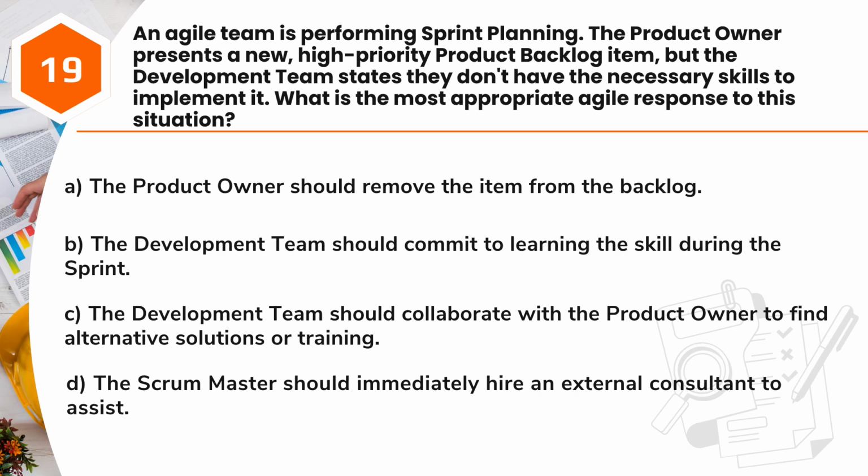Question 19. An Agile team is performing sprint planning. The product owner presents a new, high-priority product backlog item, but the development team states they don't have the necessary skills to implement it. What is the most appropriate Agile response to this situation? A. The product owner should remove the item from the backlog. B. The development team should commit to learning the skill during the sprint. C. The development team should collaborate with the product owner to find alternative solutions or training. D. The Scrum Master should immediately hire an external consultant to assist.